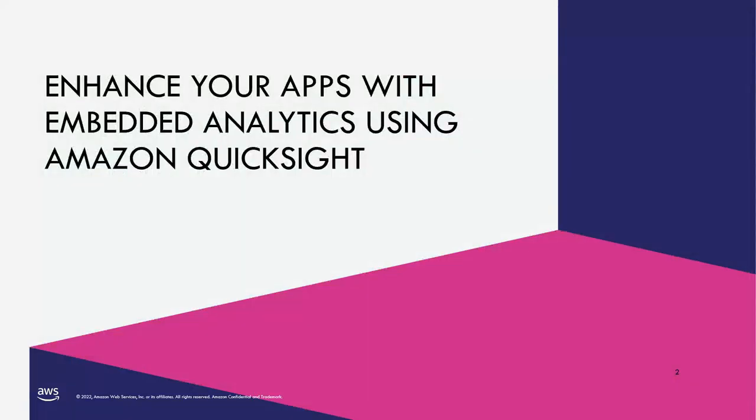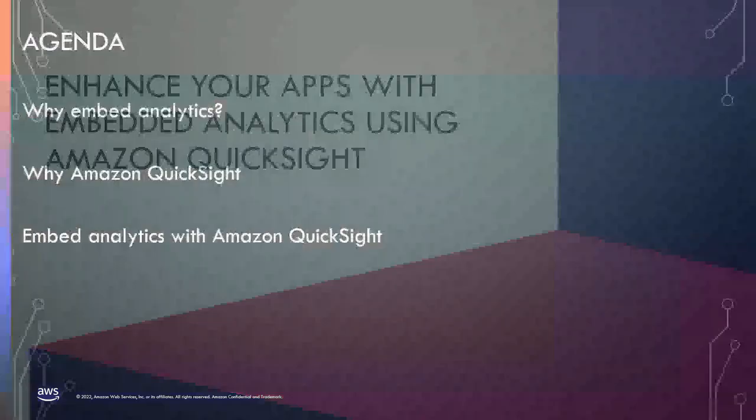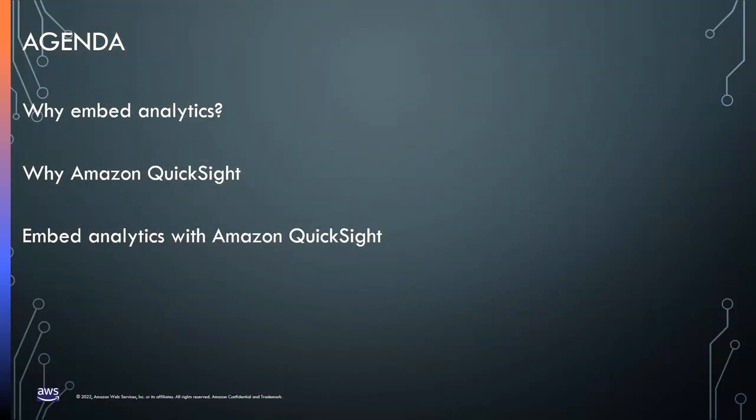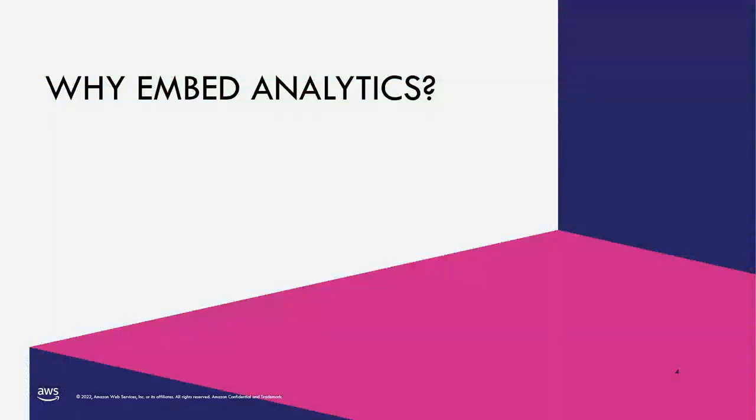So the topic is enhancing your apps with embedded analytics using Amazon QuickSight. As I was talking to you folks about the agenda, we will talk about why you need to embed analytics, why Amazon QuickSight. Here we will touch a bit upon what Amazon QuickSight gives you. And then we will talk about the different options available to embed analytics with Amazon QuickSight. So why do you need to embed analytics first?